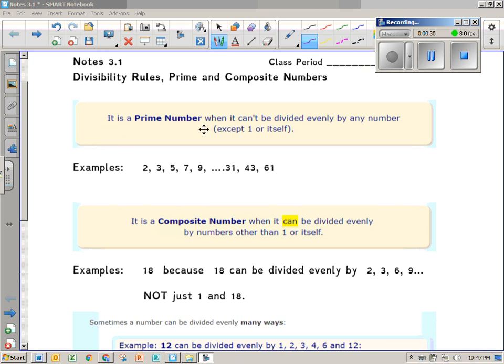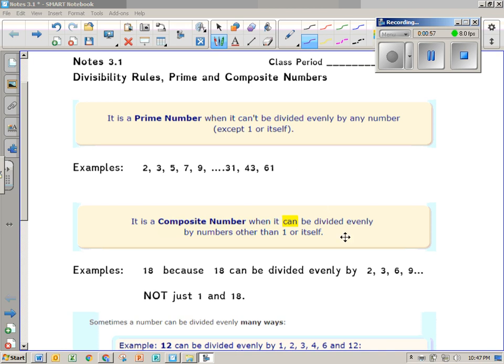First, I've given you a definition of a prime number. A prime number is a number that can't be divided evenly by any number except for itself and 1. That's one way to define it. I've given you several examples here. As numbers get larger, it's a little harder to determine if they are prime or not.